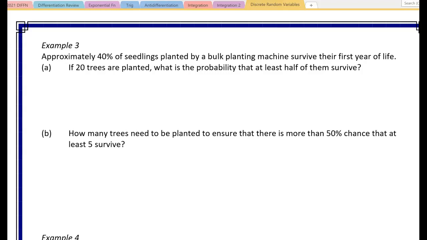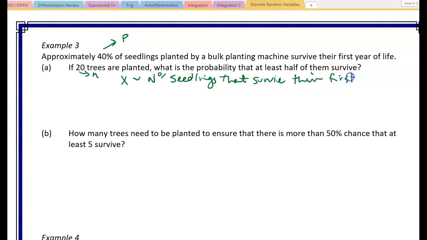With part A, that's just a fairly routine problem, approximately 40%. So that's your probability of success. And in part A, the number of trials is N, which is 20. Here, X represents the number of seedlings that survive their first year. So you could potentially have 0, 1, all the way up to 20. And you want the probability that at least half of them survive.